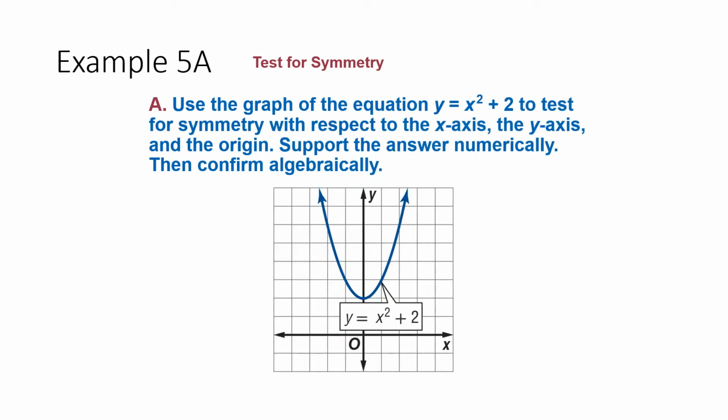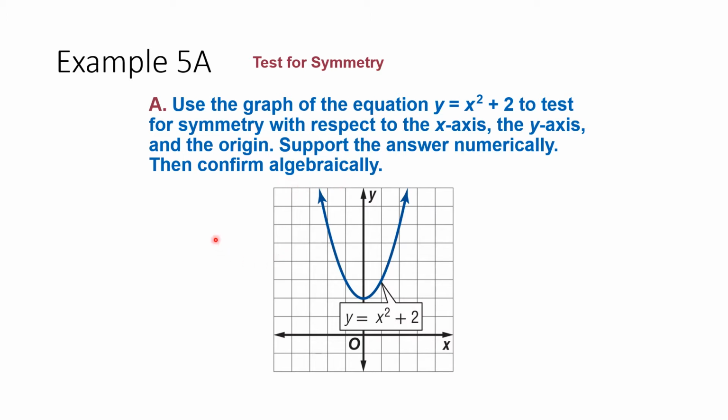So this question wants to test for symmetry. Use the graph of the equation y equals x squared plus 2 to test for symmetry with respect to the x-axis, the y-axis, and the origin. Support the answer numerically, then confirm it algebraically.